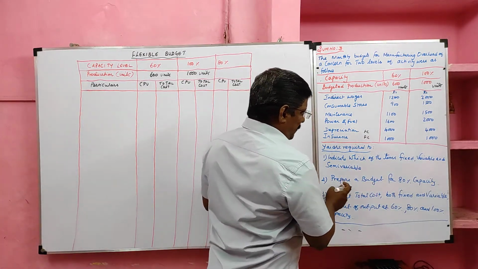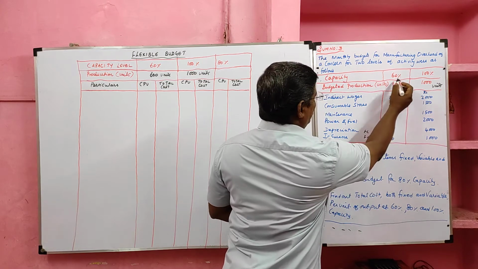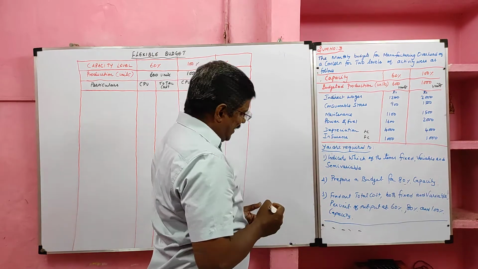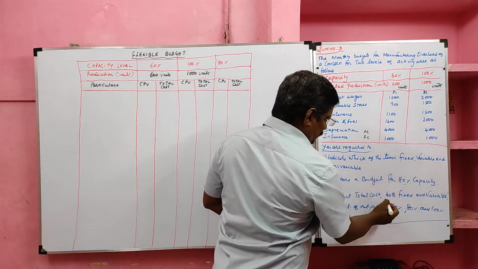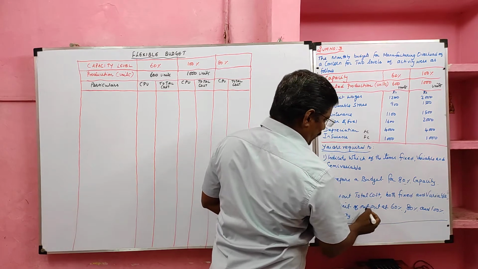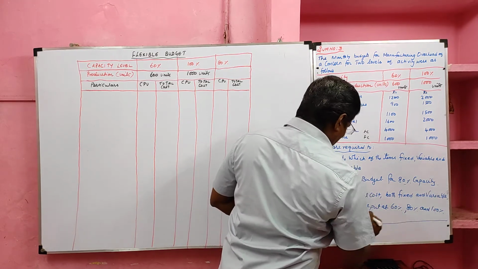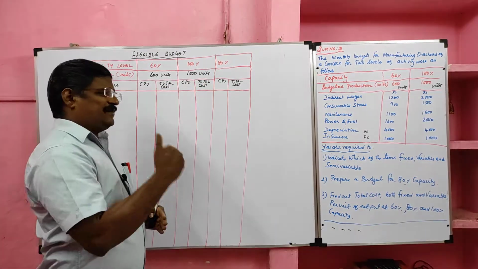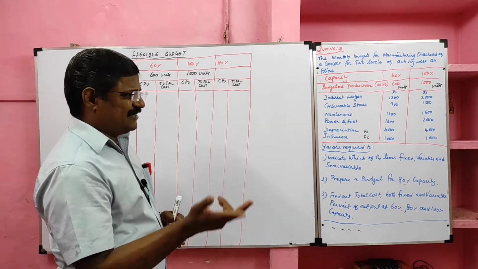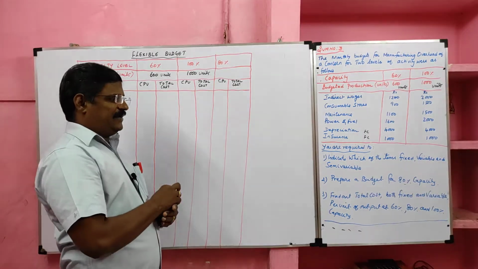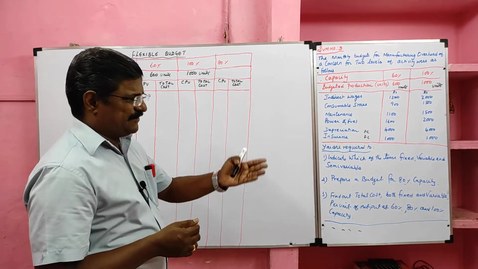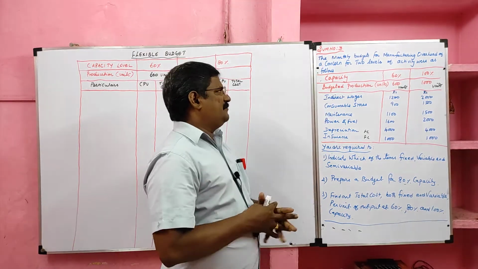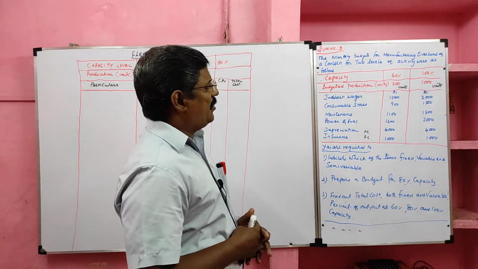Then prepare a budget for 80% capacity. Given capacity levels are 60% and 100%. We have to prepare budget for 80% capacity. Next, find out total cost, both fixed and variable, per unit of output at 60%, 80% and 100% capacity. We have to prepare a statement which must show total cost, both fixed cost as well as variable cost, total cost as well as per unit at output levels of 60%, 80% and 100%.